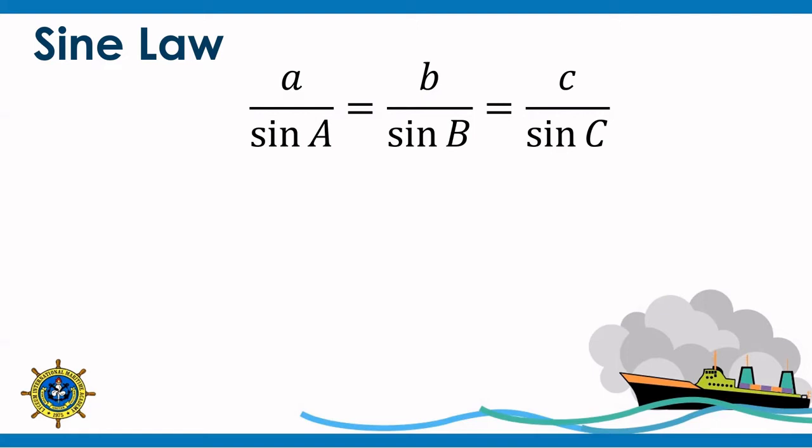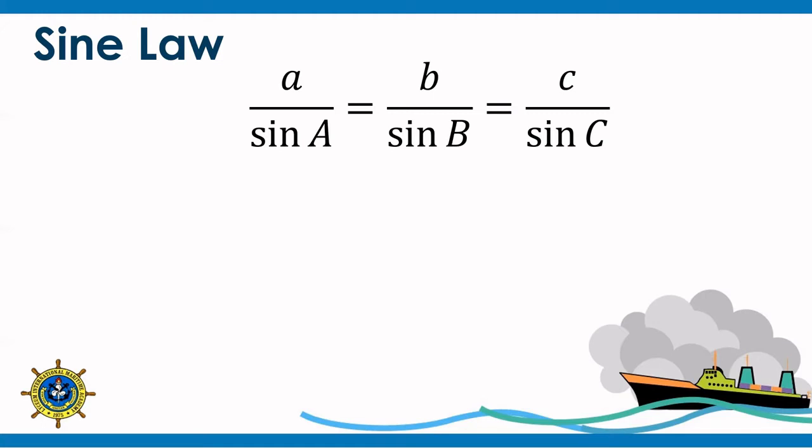Pero kapag meron na tayong oblique triangle, so ang ibig sabihin nun, wala ka ng angle which is equal to 90 degrees. Ang ginagamit na natin dyan is the law of sines or the law of cosines, or minsan tinatawag din natin na sine law or cosine law. So yung dalawang formulas na to, ito yung ginagamit natin for an oblique triangle.